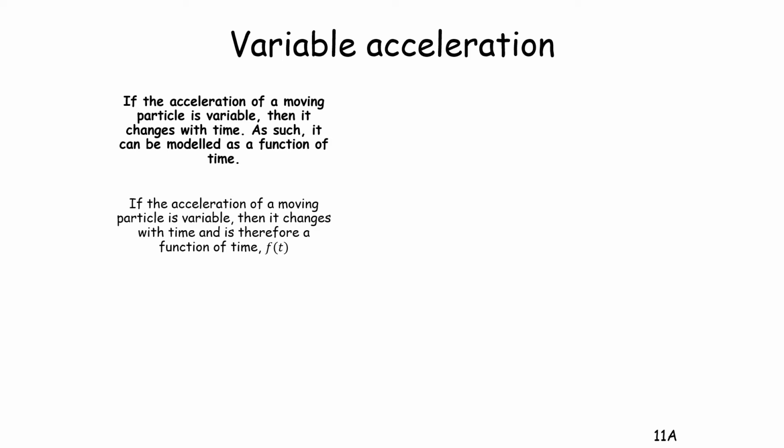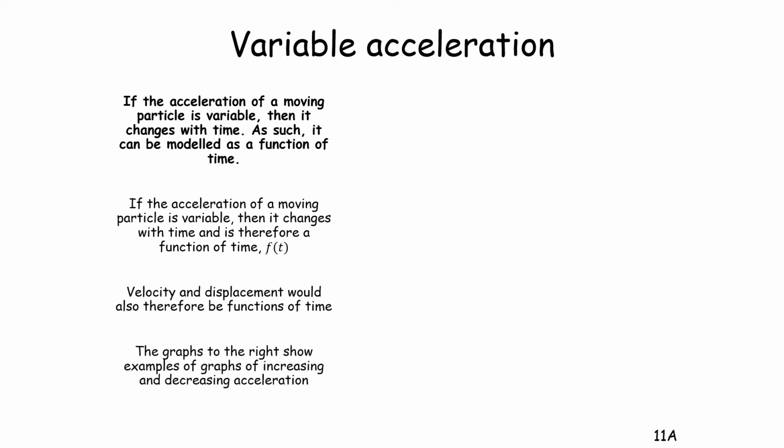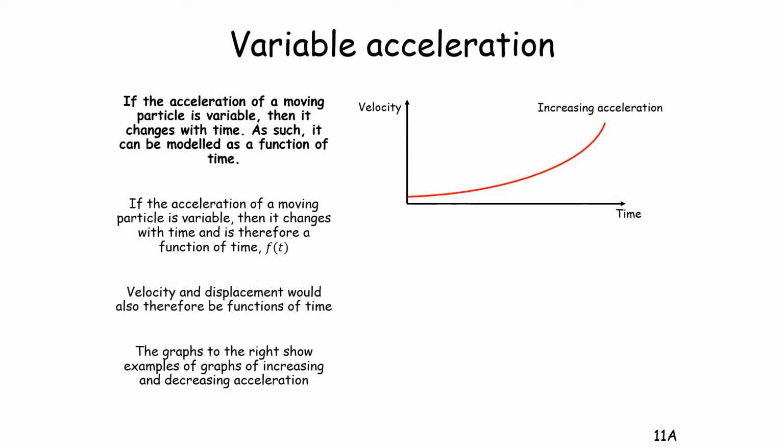So up to now you've been dealing with constant acceleration. So when you have a constant acceleration, the first thing to do is obviously just think about suvat, because the acceleration is constant throughout. But if the acceleration of a moving particle is variable, then it changes with time and is therefore a function of time. Velocity and displacement would also therefore be functions of time. So the graph to the right shows an example of increasing and decreasing acceleration.